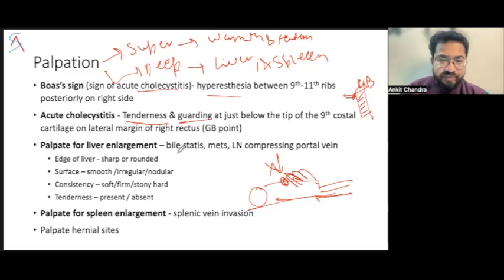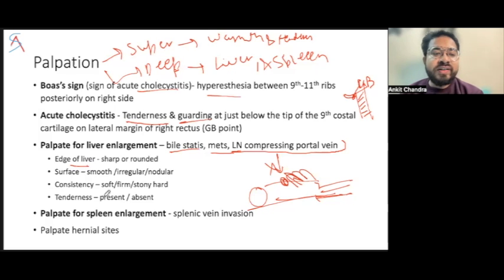Palpate for the liver. If the liver is enlarged, it could be due to bile stasis, mets, or lymph node compression, compressing the portal veins. Comment on the edge of the liver: if it is sharp or rounded, smooth or irregular, nodular; and the consistency, soft, firm or stony hard. Look at the tenderness of the liver, whether it is present or not.